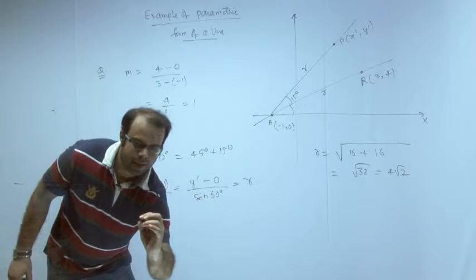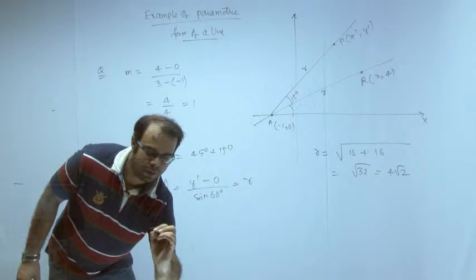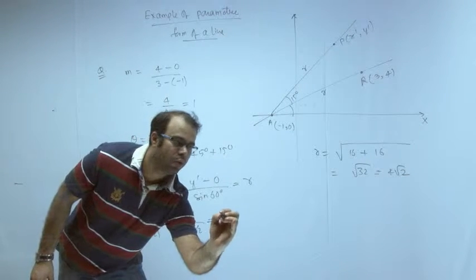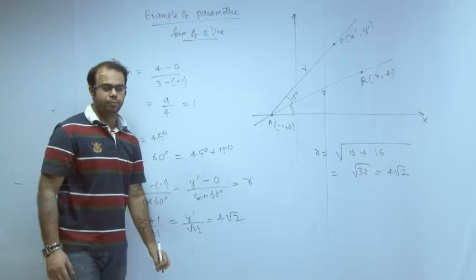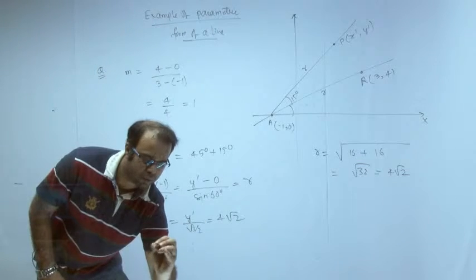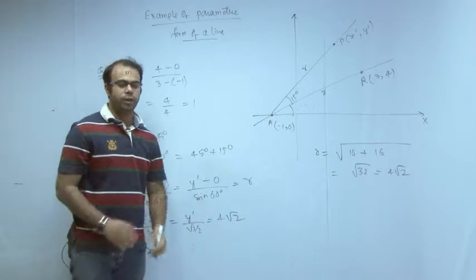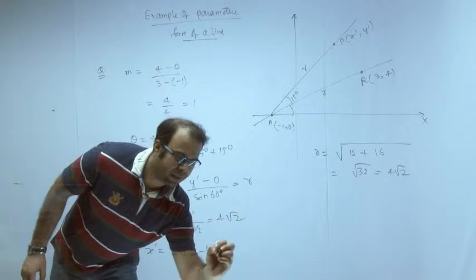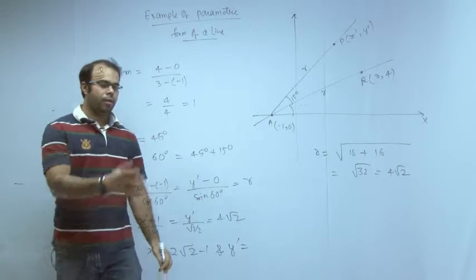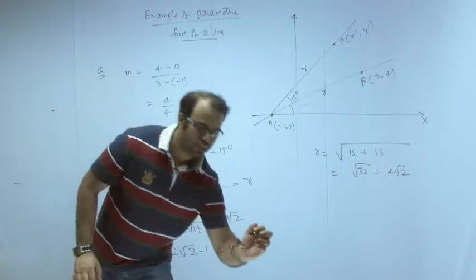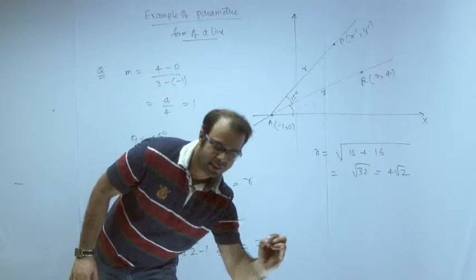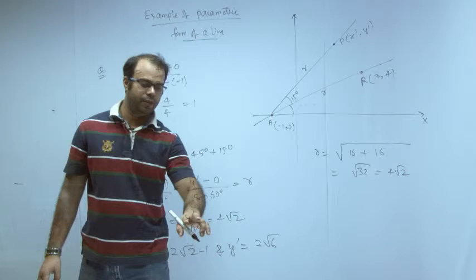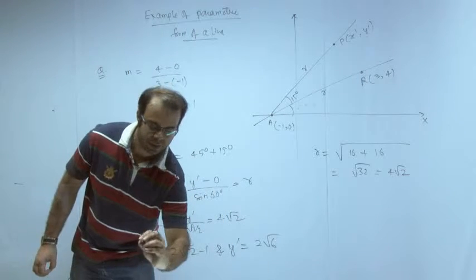So you can find x dash plus 1 by half is equal to y dash by root 3 by 2 is equal to 4 root 2. So finally x dash comes out to be 4 root 2 by 2, that is going to be 2 root 2 minus 1, and y dash comes out to be 2 root 6 after multiplication. We equate this to this and find x dash, we equate this to this and we have y dash.